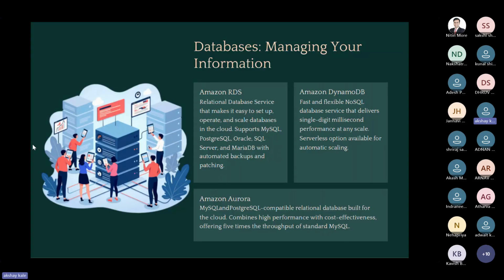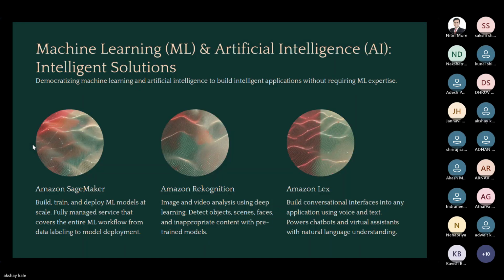Amazon DynamoDB, a fast and flexible NoSQL database service that delivers single-digit millisecond performance at any scale. A serverless option is available for automatic scaling. And Amazon Aurora, a MySQL and PostgreSQL compatible relational database built for the cloud, combining high performance with cost effectiveness, offering 5 times the throughput of standard MySQL.